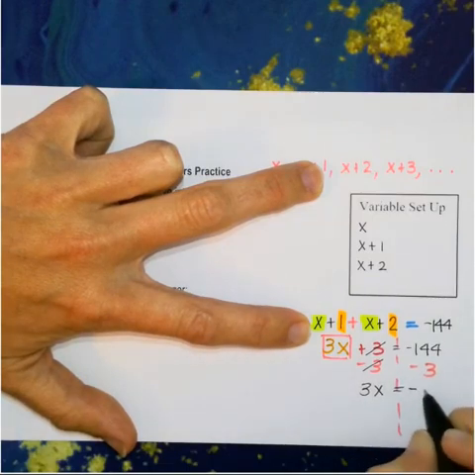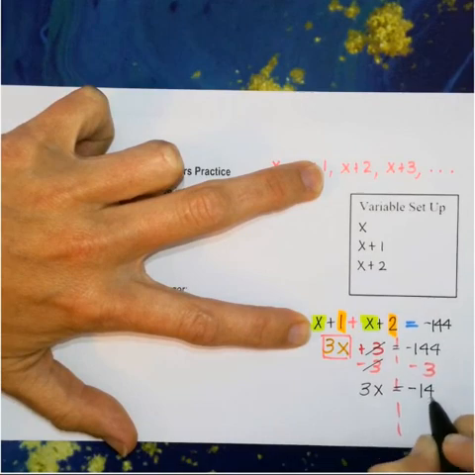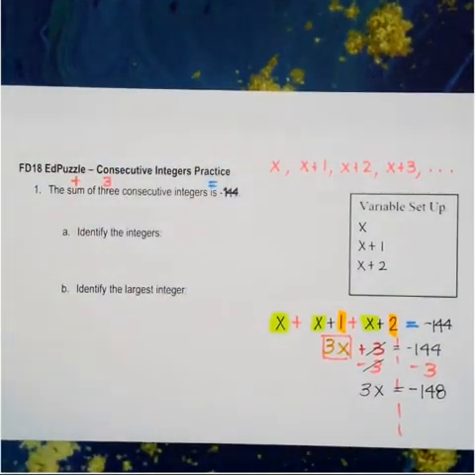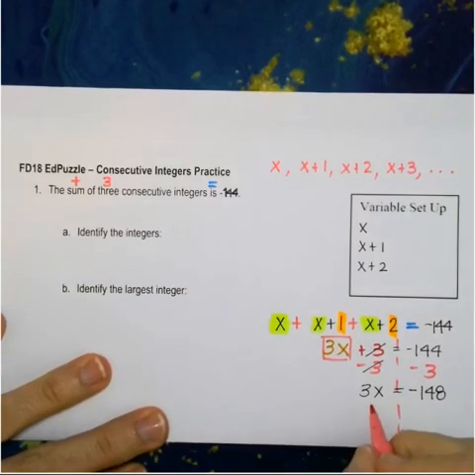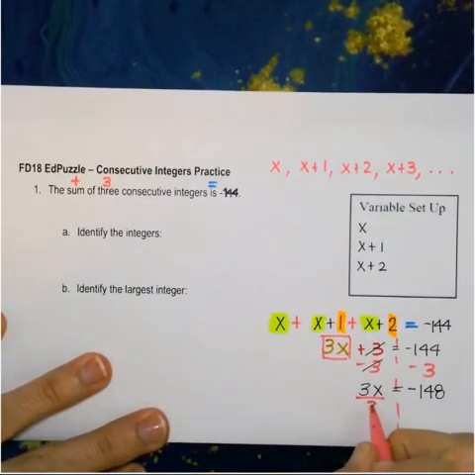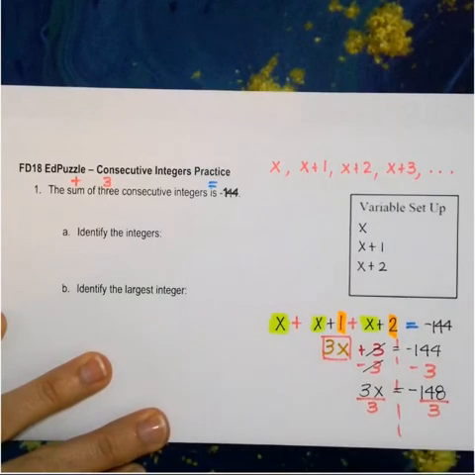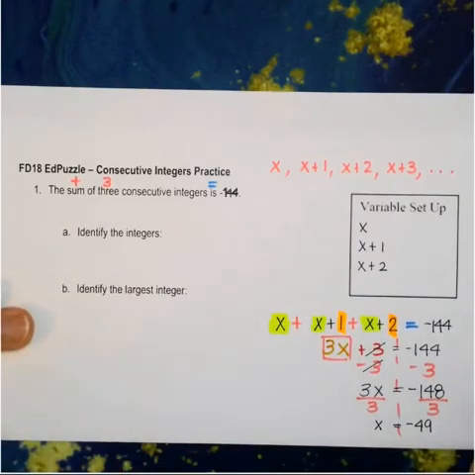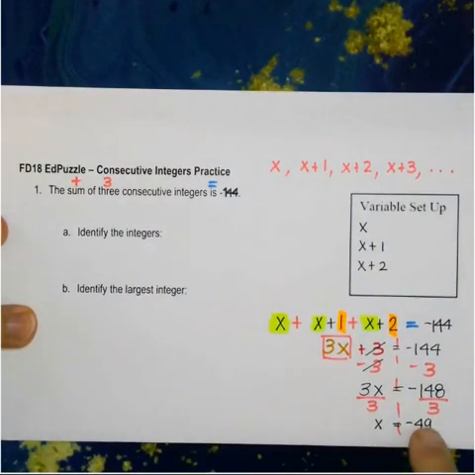This is going to give us, we owe 144, and then we owe 3 more. So that's going to give us a negative 148. Now from here, we have 3x. Remember, 3x is the same as 3 times x. So the inverse of multiplication is going to be division. So we're going to divide both sides by 3. And we're going to end up with x equals a negative 49, because a negative and a positive in division is going to give us a negative back out. So x equals a negative 49.